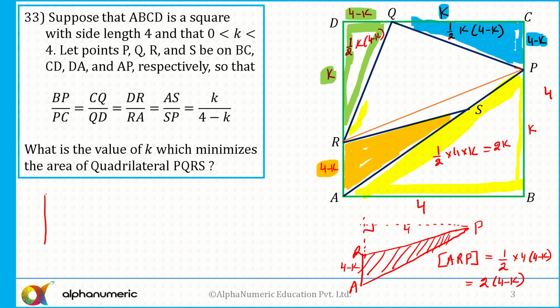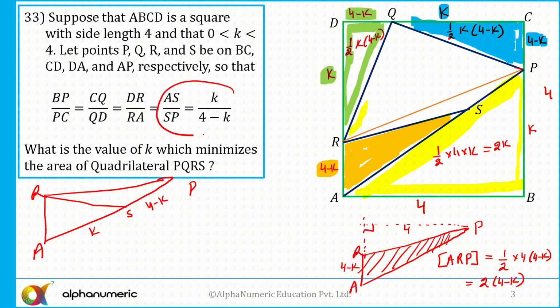Okay, so if I'm talking about the triangle ARP, let's say this is the triangle ARP. This is A, this is R, and this is P, and this is S. We know that the ratio of AS to SP is K is to 4 minus K. That is given here. AS upon SP is equal to this one. And we also know one more fact, that the ratio of area is always equal to ratio of bases.